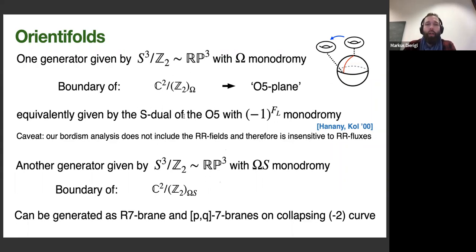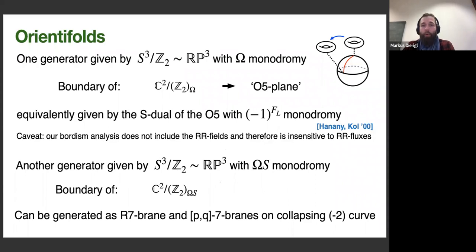Of course, you can also take into account the S dual of it, then it would be a -1 to the FL monodromy, or the left moving fermion number. Again, the same caveat, we're sensitive to the duality structure as well as the space-time geometry, that all fits. However, we don't know whether this object should have the correct Ramond-Ramond charge an O5 plane does.